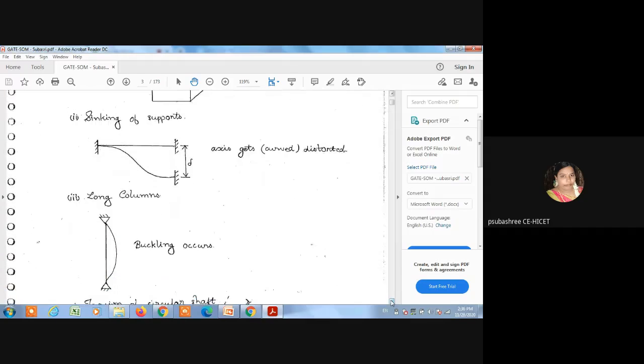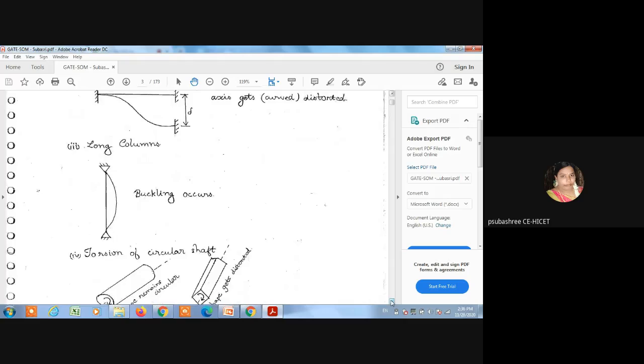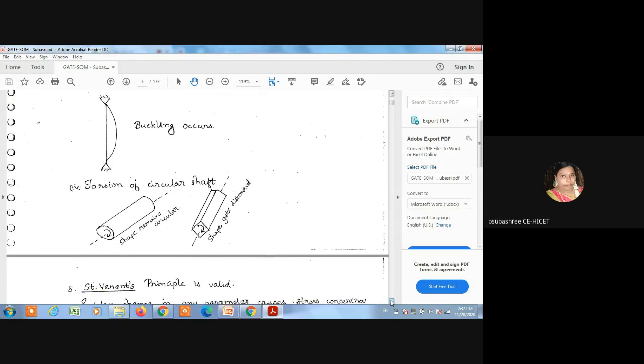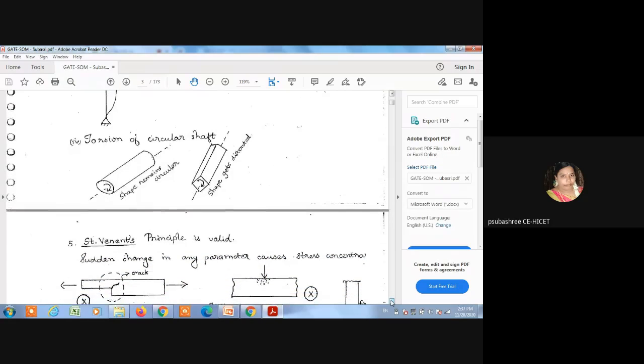Then another application is the long column. A long column may fail by buckling or bending failure. Then torsion. Torsion means twisting moment. The figure shows the distorted shape of the shaft. Then Saint-Venant's theory.